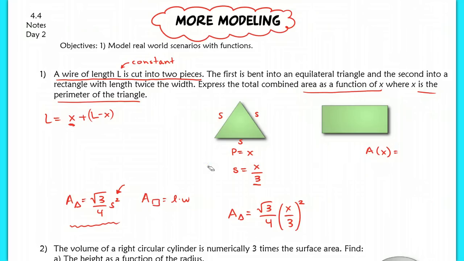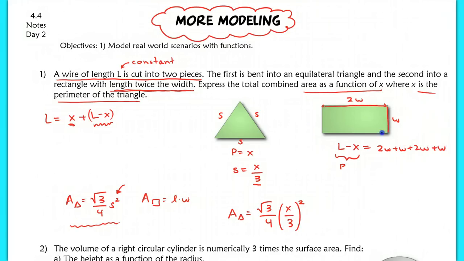Now for the rectangle, they give me some information here. They say that the length is twice the width. So if I call that w for the width, then this length here is supposed to be 2 times that size, so 2w. Therefore, remember, the perimeter of this shape is going to be L minus x. It's that leftover piece that's been bent into this rectangle. So L minus x, again this is the perimeter, is equal to 2w plus w times 2, or just the same thing, 2w plus w. Okay, all of the parts added up together are supposed to equal L minus x, that constant minus x.